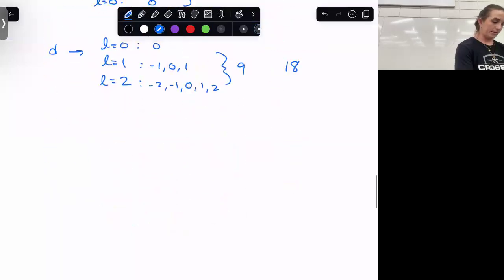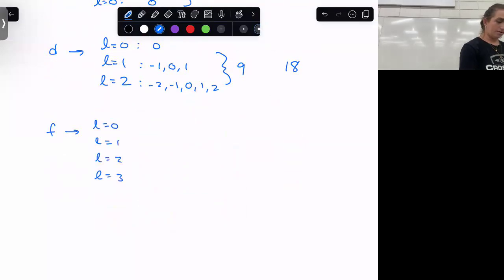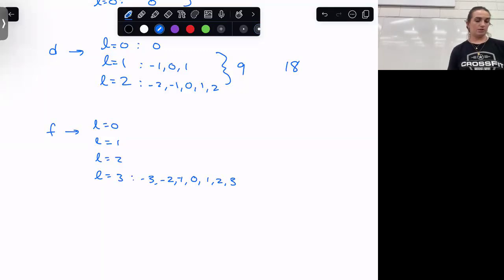Okay, and then the last one we'll talk about is F. What are our options for F? All right, we're just building off from the last one. So now the only new thing that we have is this L is equal to 3 option. So how many total orbitals do we have? We have 16. So how many total electrons do we have? 32.